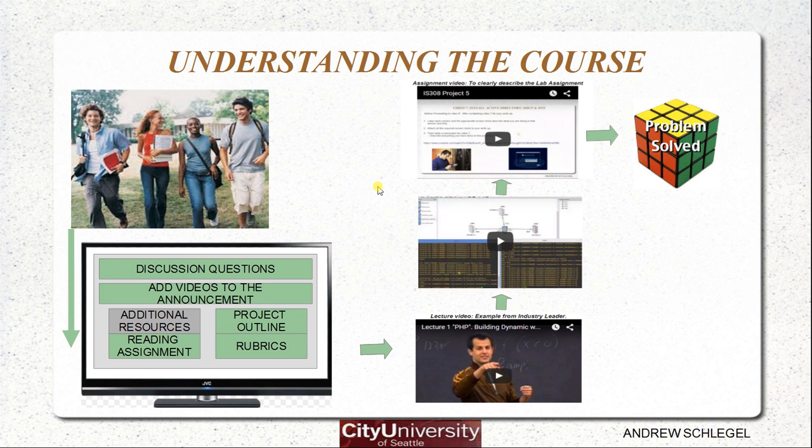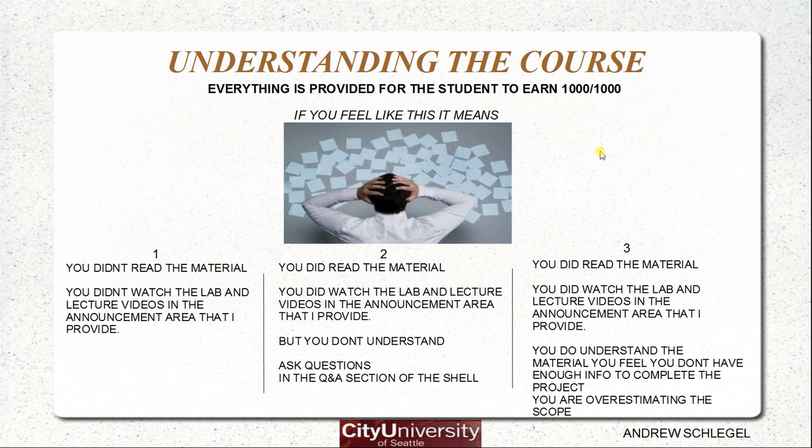So that's the process, and I hope that's pretty clear. And everything is provided for the student to earn 1,000 out of 1,000. And I've had multiple students earn 1,000 out of 1,000. I've also had students that participated the whole semester and earned less than 200 points out of 1,000. So if you feel like this, what I've learned from the classes I've taught at CityU is, if you feel like this, I understand that learning difficult material, especially if it's new to you, can be frustrating and overwhelming for a while. That's normal. Just be calm, work your way through on the process I showed you.